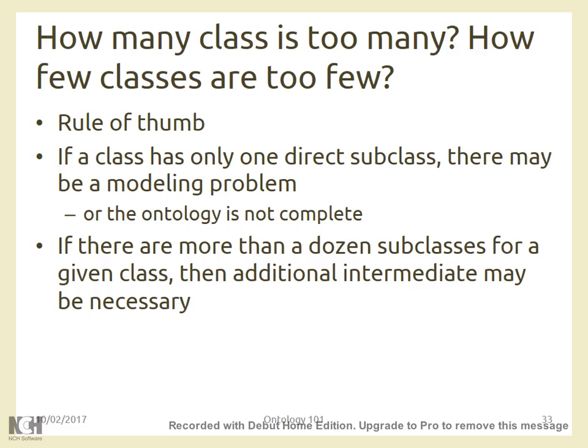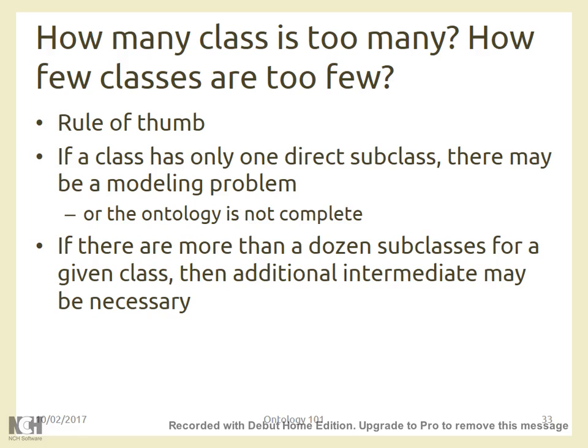Then, how many classes are too many, and how few classes are too few? There are two rules of thumb that say that if a class has only one direct subclass, there could be a modeling problem. You are approaching the modeling problem in a wrong way, or the ontology is not yet complete, because you decided not to complete it, for example.